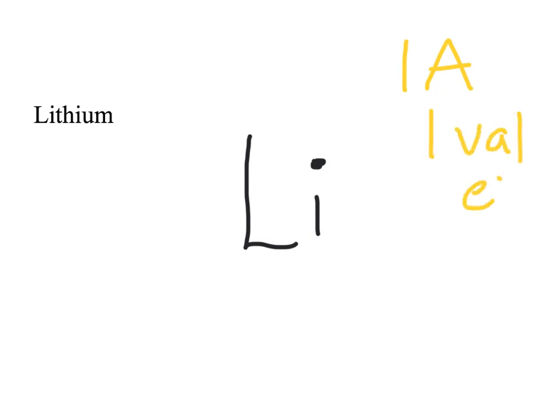What about lithium? Let's do it together. Again, step number 1, write the symbol of the element. Step number 2, look in the periodic table in which group lithium is located. It is in group 1A. It means it has 1 valence electron.